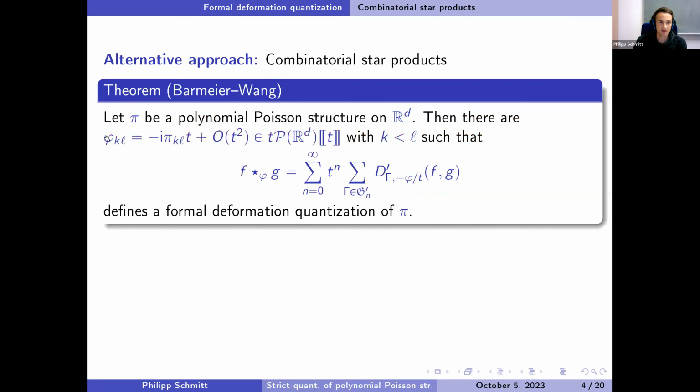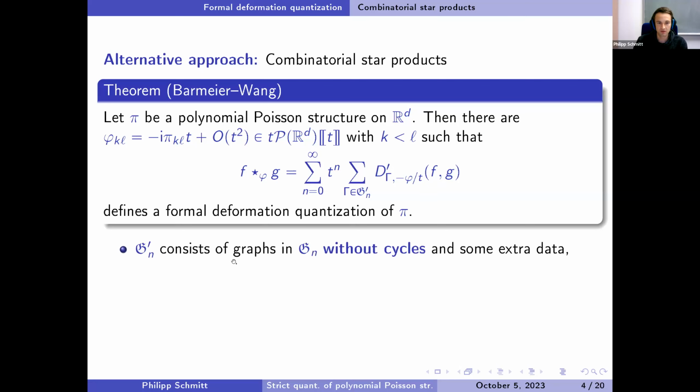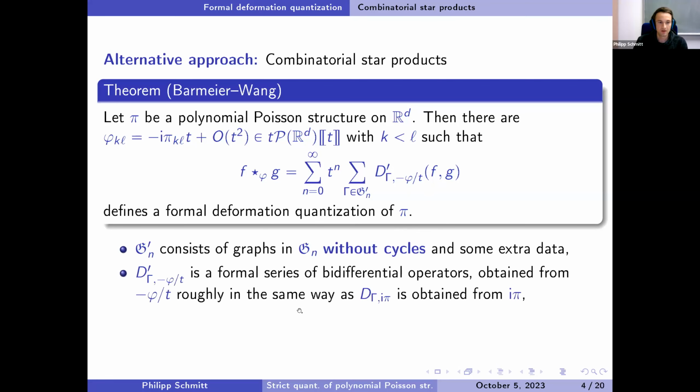Okay, and later on, these phis need to satisfy some condition for this to really be a star product, but I'll get into that later. But that is the general structure of the combinatorial star product. Its description is quite similar. So the graphs are still graphs like the Kontsevich graphs, but now without cycles. So the second example from before is not allowed anymore. And these d gammas are still bidifferential operators, or rather formal power series of bidifferential operators, that are now obtained by placing minus phi over t where we have before placed i pi. There are some slight modifications, but I'll get into that later. And the most important part, there are no weights, so convergence properties will be much easier to prove using such a combinatorial star product than Kontsevich's formula.